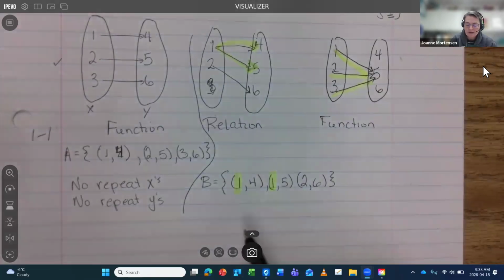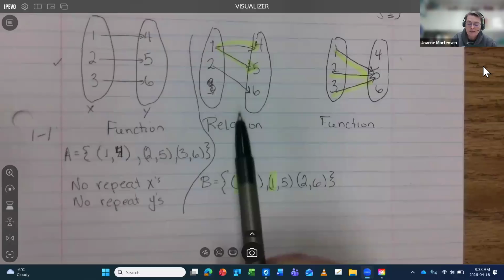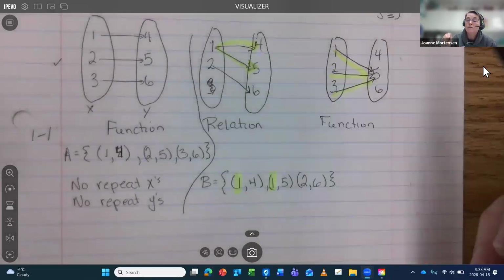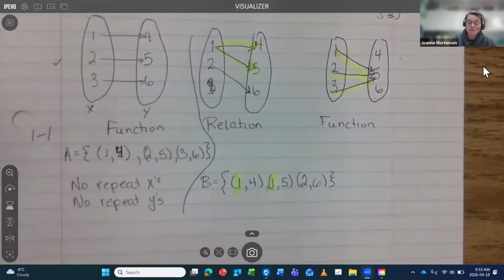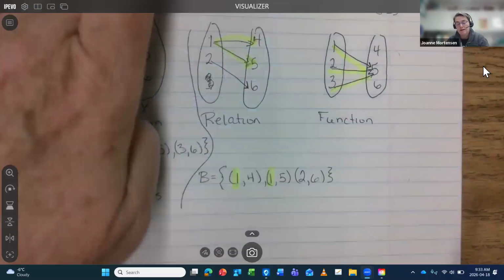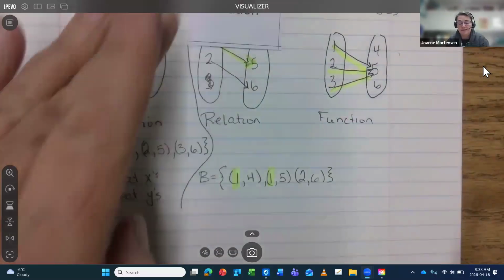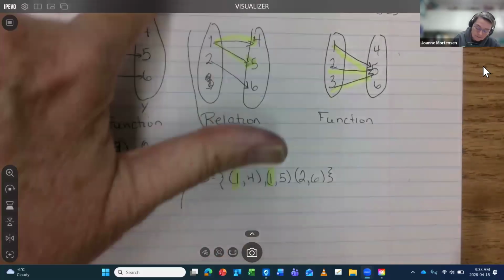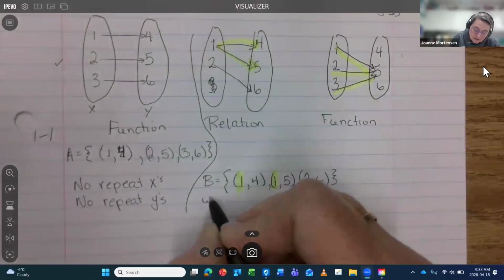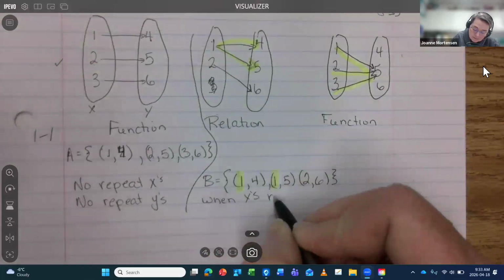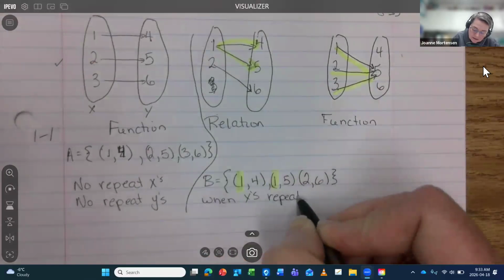Okay. So if the X repeats, then you just have a relation because that means the X is going to more than 1 Y. So when the X goes to more than 1 Y, when X's repeat, it's a relation.